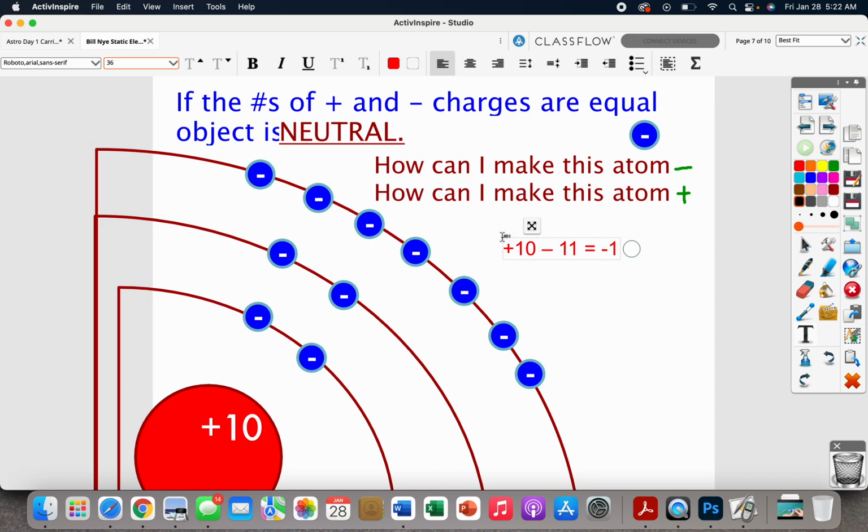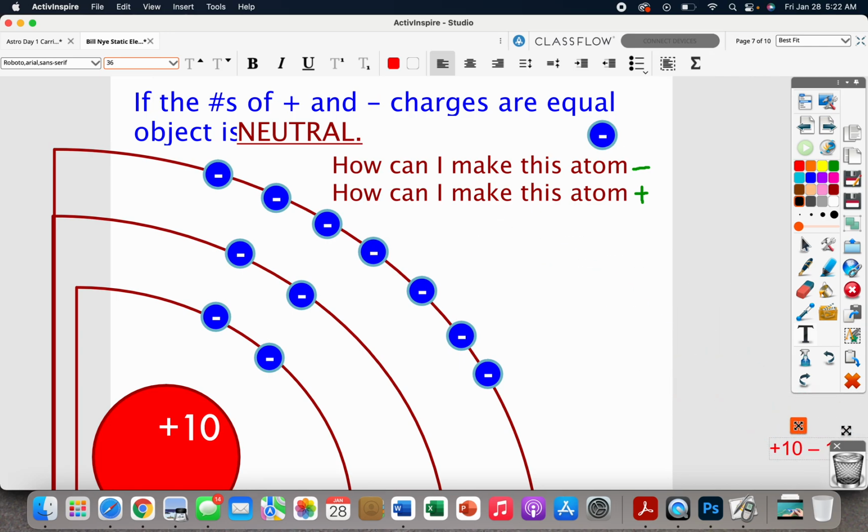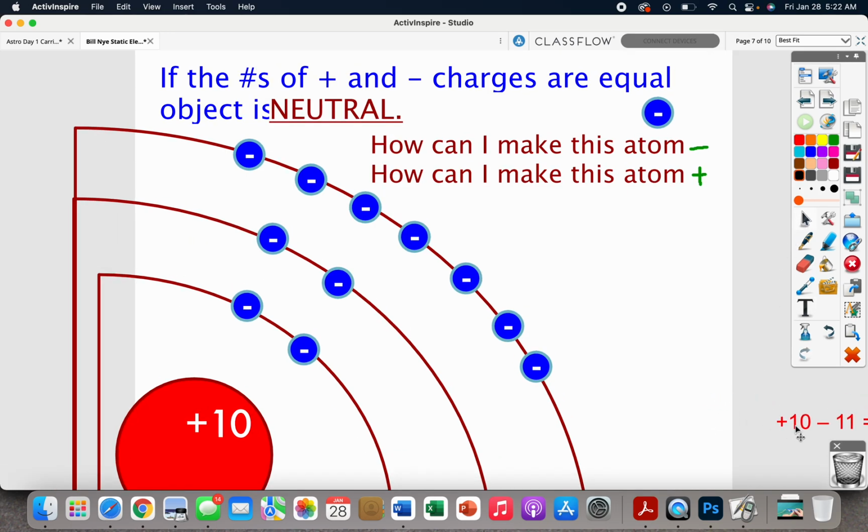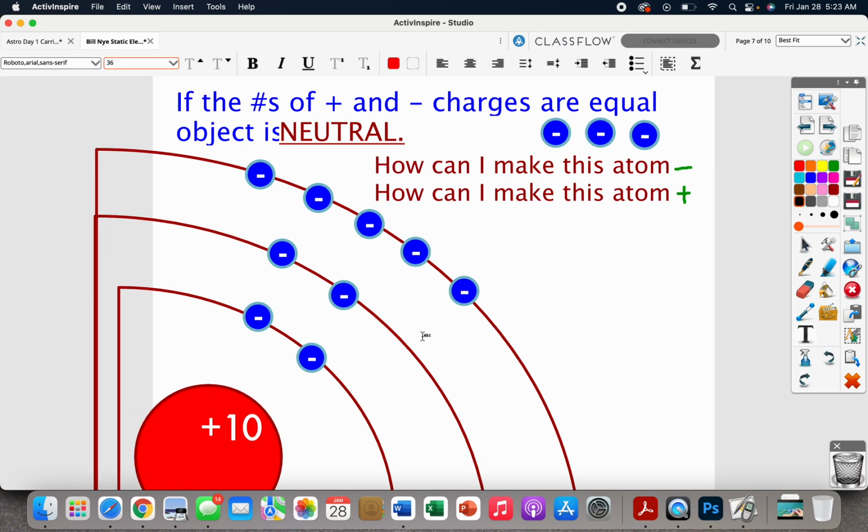And so its overall charge is negative 1. However, if I take electrons away, and possibly it'll let me, and I put a couple up here, now I can have a positive charge. Now it doesn't look all that positive, except if you start counting, you realize I have plus 10 minus 9 equals positive 1, okay?